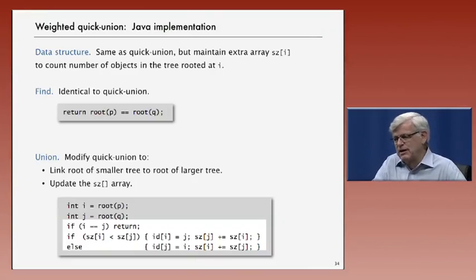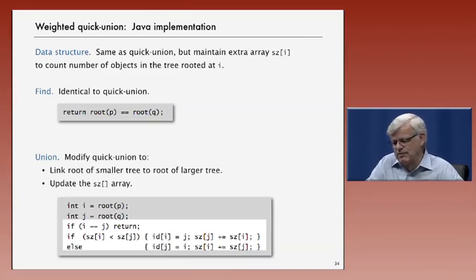Let's look at the Java implementation, and then we'll look in more detail at that quantitative information. So we use the same data structure, except now we need an extra array that for each item gives the number of objects in the tree rooted at that item that we'll maintain in the union operation. Find implementation is identical to quick union. You're just checking whether the roots are equal. For the union implementation, we're going to modify the code to check the sizes and link the root of the smaller tree to the root of the larger tree in each case.